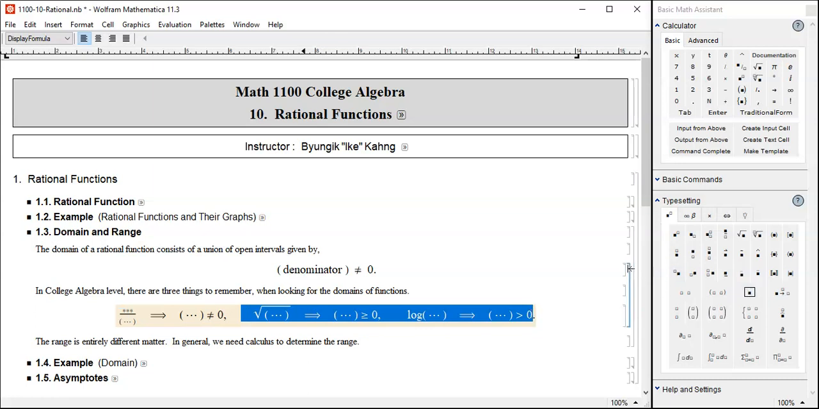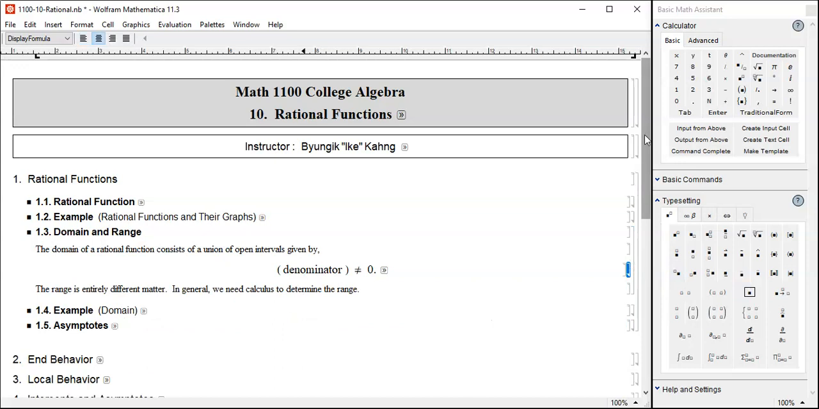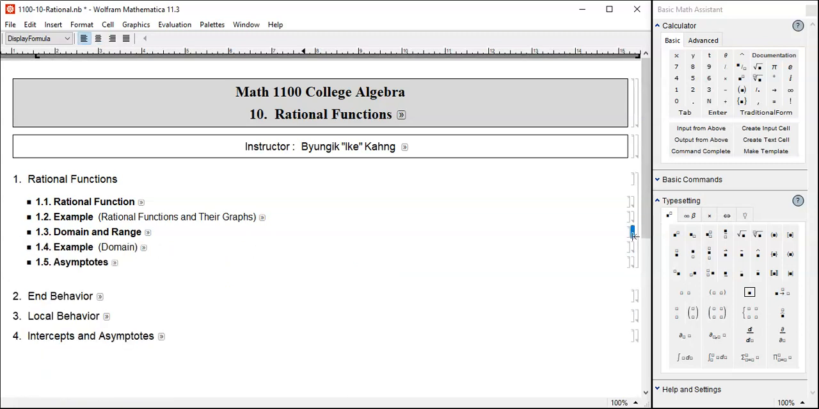And any domain problem is a big deal. In college algebra, the domain problem is a big deal, and we're going to consider that thoroughly here. As for the range, that's out of scope. We need calculus, so we're not going to consider range problems for rational functions. For quadratic functions, we did consider range, yes. We had the vertex form and everything, but otherwise, no range.